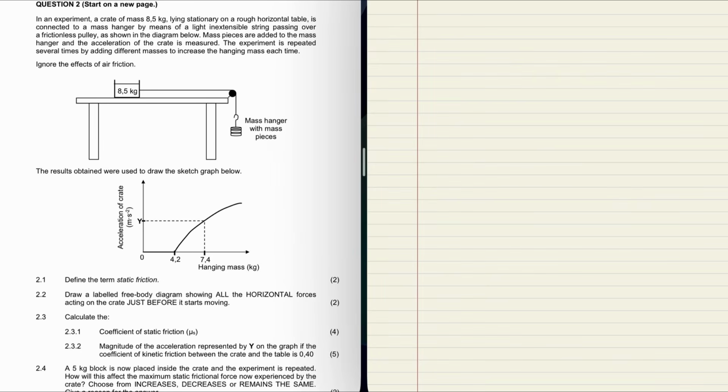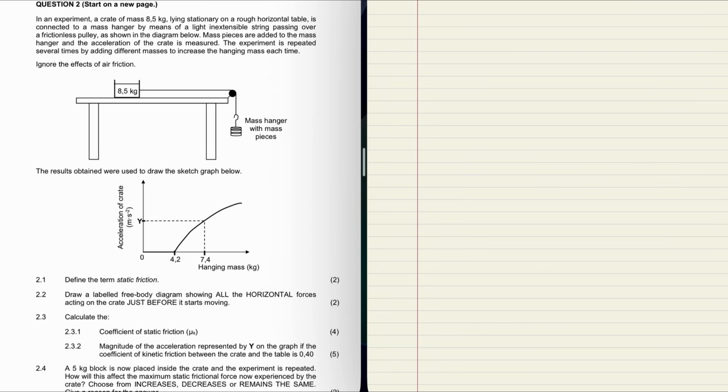Question number 2. In an experiment, a crate of mass 8.5 kilograms lying stationary on a rough horizontal table is connected to a mass hanger by means of a light inextensible string passing over a frictionless pulley as shown in the diagram. Mass pieces are added to the mass hanger and the acceleration of the crate is measured. The experiment is repeated several times by adding different masses to increase the hanging mass each time. Ignore the effects of air friction. The results obtained were used to draw the sketch graph below.